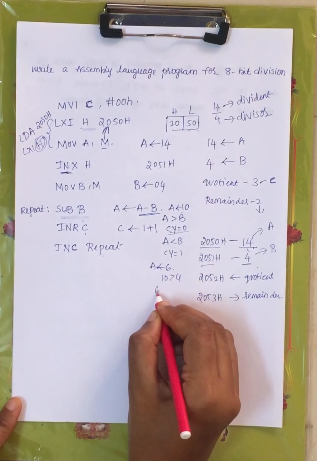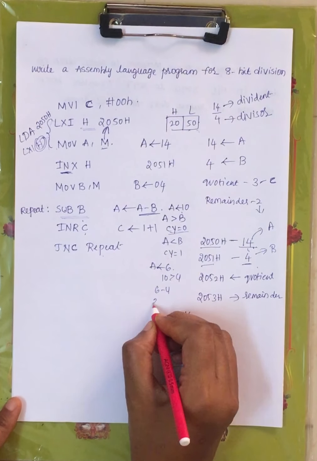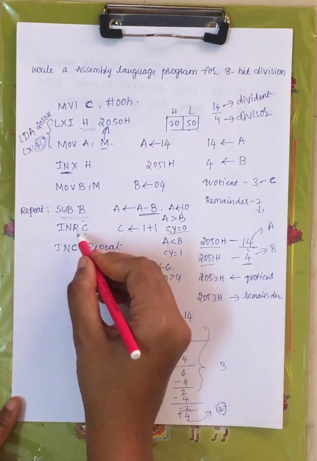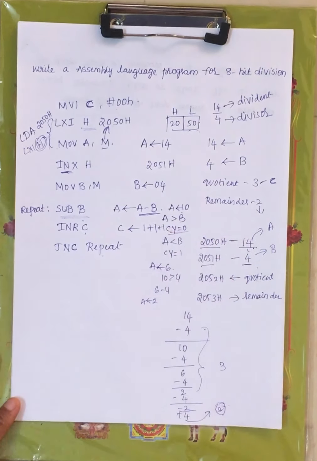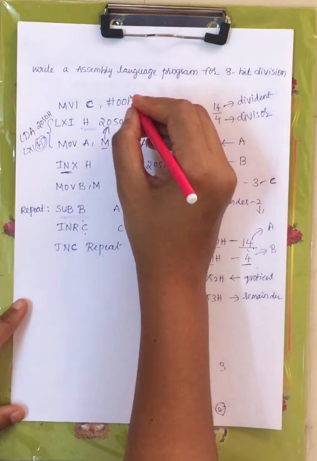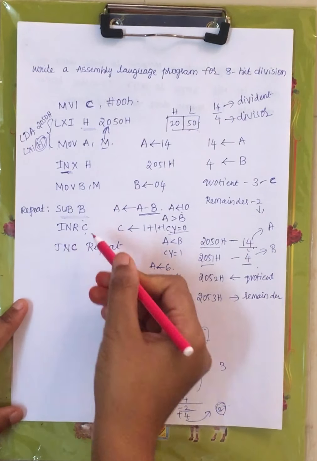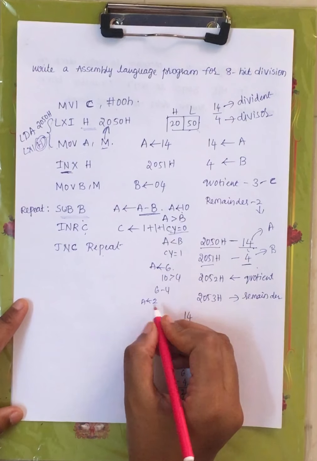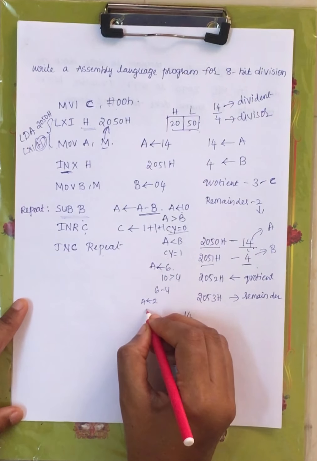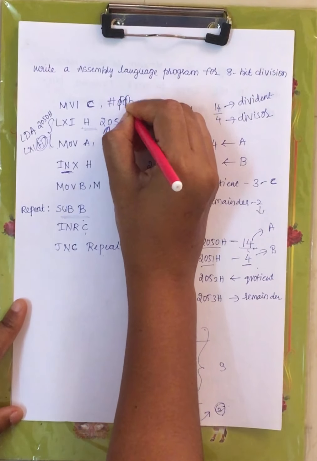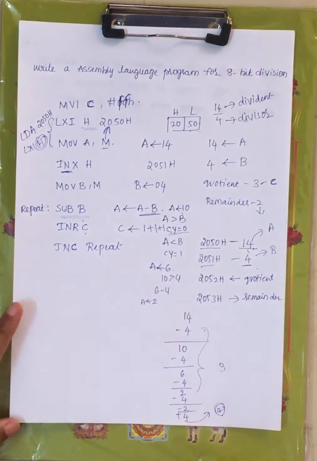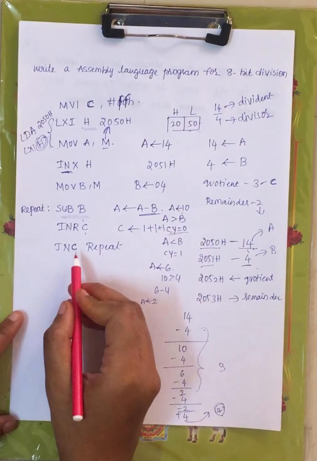Again subtraction, 6 minus 4 is 2. A is stored with 2. Again jump if no carry, incremented by 1. Again jump if no carry, incremented by 1. Okay, it should be FFH. It should be FFH, then only you will get C as 3.